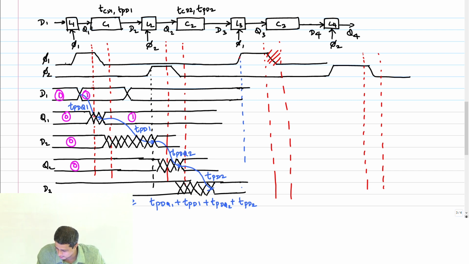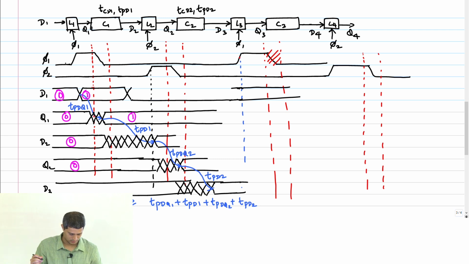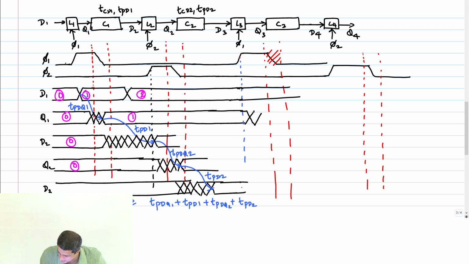Okay, this is D1. Yeah, you're right. And this is, by the way, event 2. Event 2. Now Q1 is coming here, and then it starts changing. This delay is what? TCCQ of latch L3.